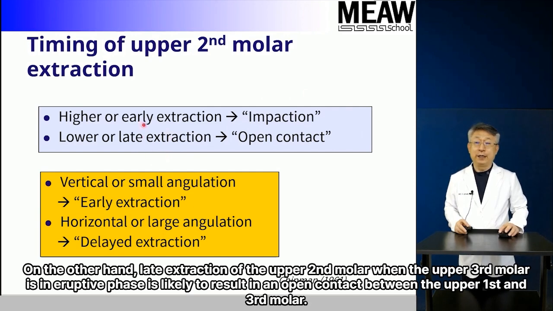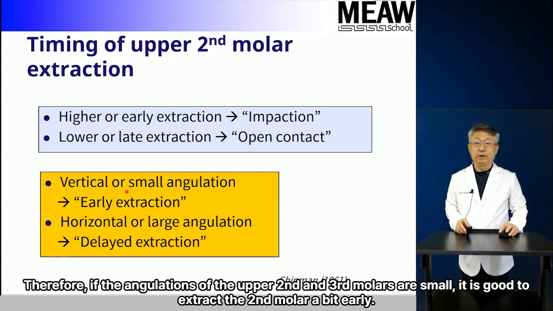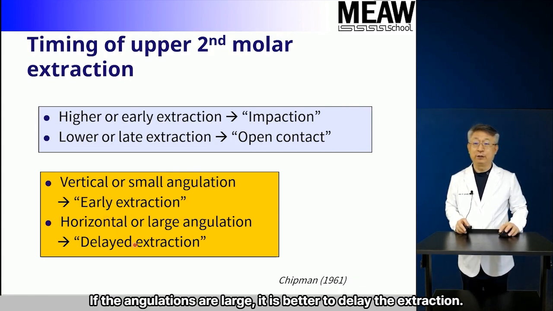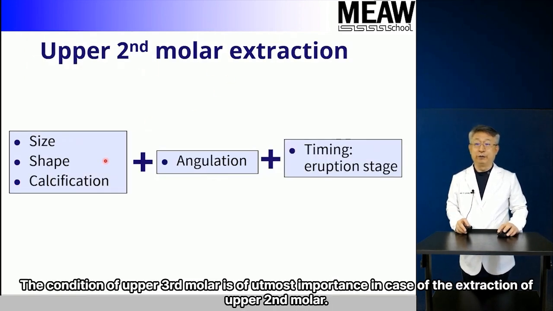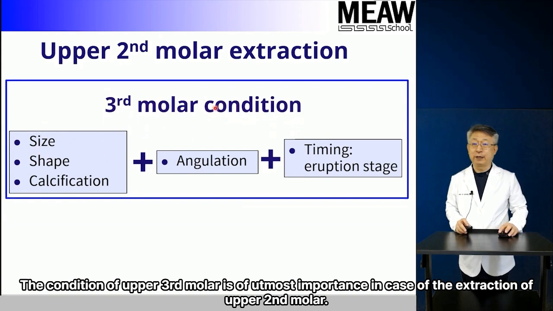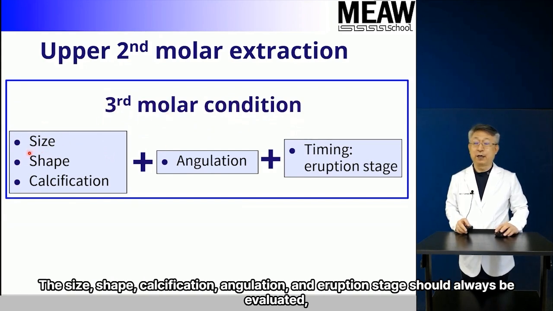On the other hand, late extraction of the upper second molar, when the upper third molar is in eruptive phase, is likely to result in an open contact between the upper first and third molar. Therefore, if the angulations of the upper second and third molars are small, it is good to extract the second molar a bit early. If the angulations are large, it is better to delay the extraction. The condition of upper third molar is of utmost importance in case of the extraction of upper second molar. The size, shape, calcification, angulation, and eruption stage should always be evaluated.